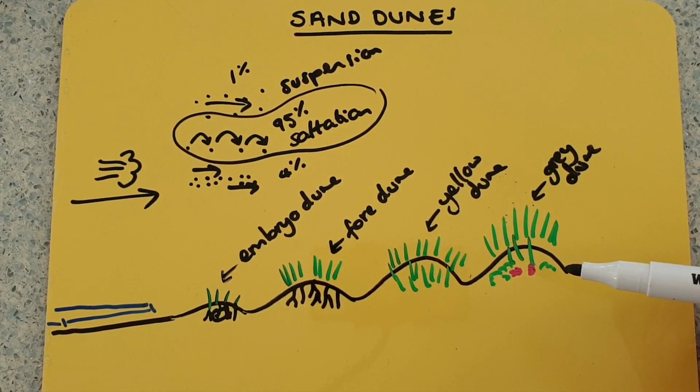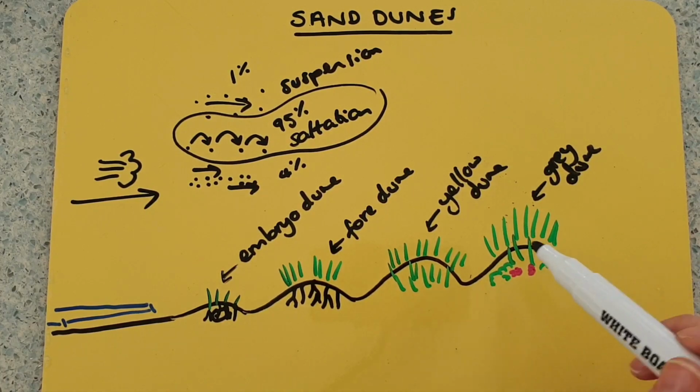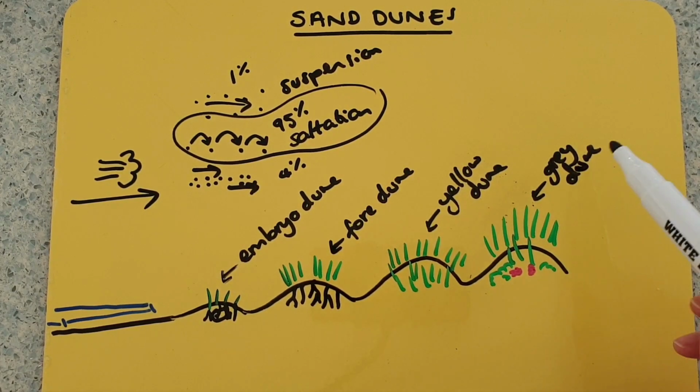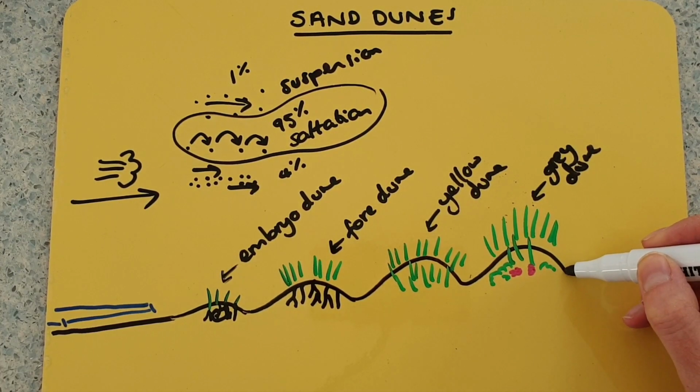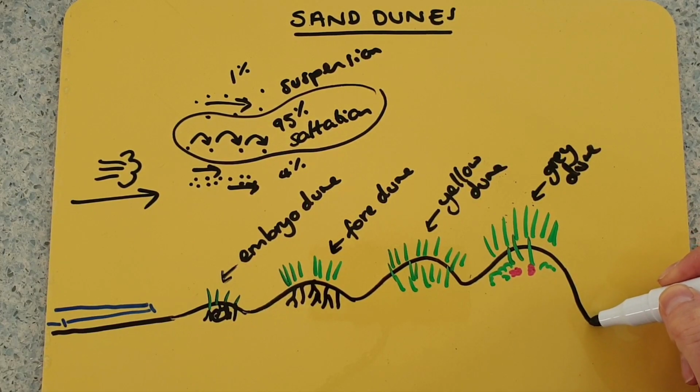As they break down, they're a dark colour, and as they mix with the yellowy sand, they make a sort of grey coloured sand, hence the name the grey dune. After that, we have a strange little area that goes down beneath the water table.